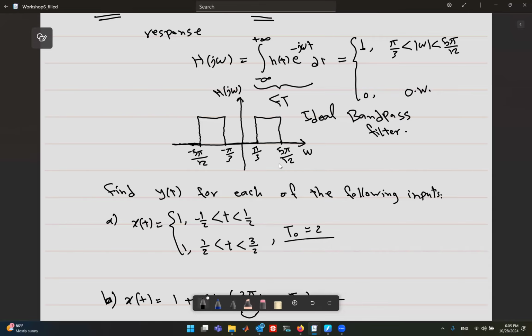3 pi over 8 is within this range, right? So at the beginning of this workshop, we said it will be outside and then the signal will not pass. That was not correct. 3 pi over 8 actually is within this range. So the signal will pass, and the frequency response value at this frequency, at 3 pi over 8, is 1.